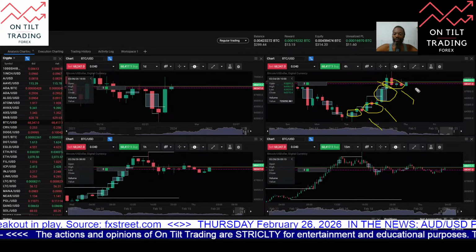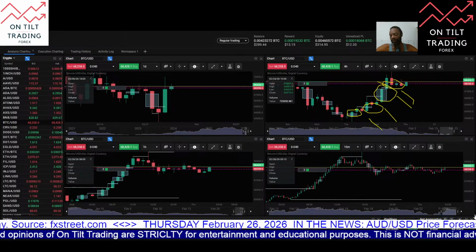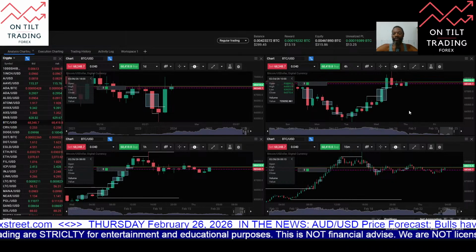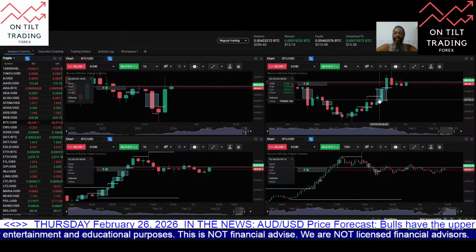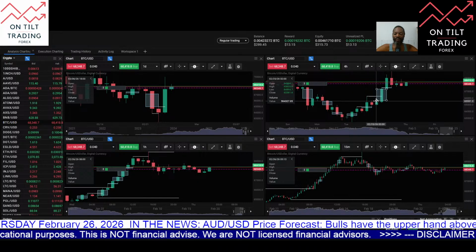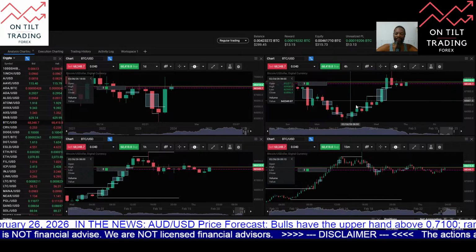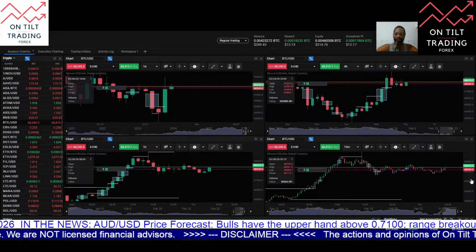So price showing delivery here to the buy side, and with body candle closes, so price is trending to the buy side here on the 4 hour chart.